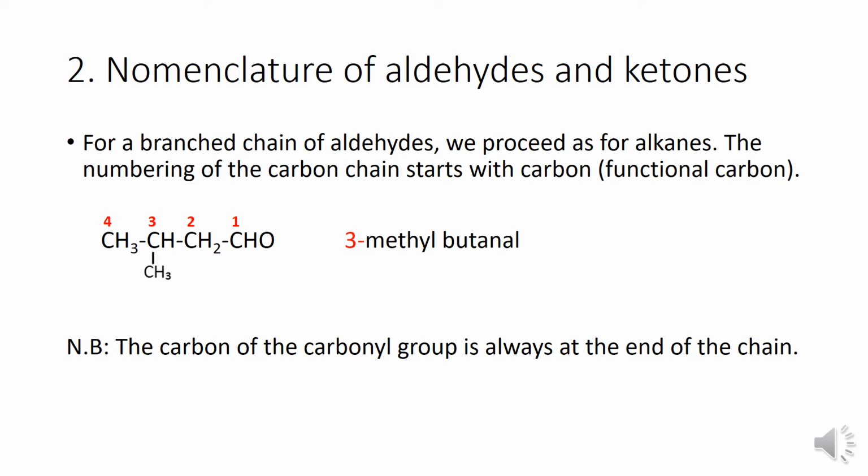To name it, we start with the alkyl radical, and this alkyl radical is on the third carbon atom, so we say 3-methyl, and the main chain consists of 4 carbon atoms, so we say butanal. The whole name will be 3-methyl butanal. Note here that the carbon of the carbonyl group is always at the end of the chain. For aldehydes, it is always at the end of the chain.